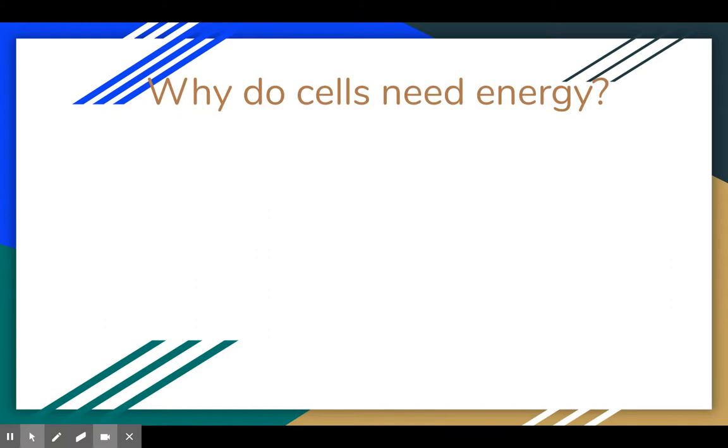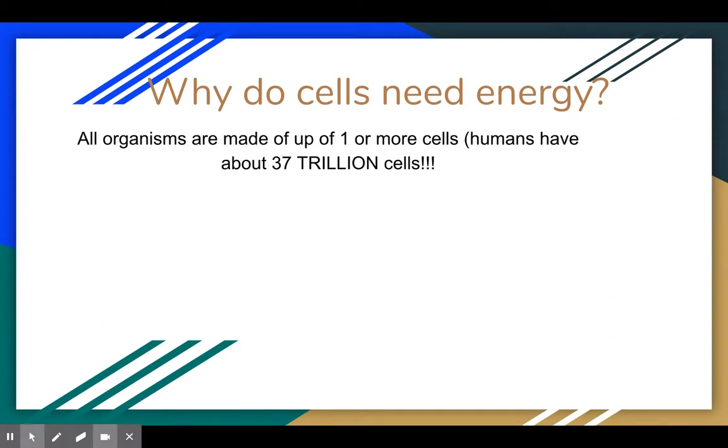So why do cells need energy in the first place? Well, cells need energy first because they are essentially what is alive inside of us. So all organisms are made up of 1 or more cells. Humans have about 37 trillion cells, but there's some organisms that are single-celled or unicellular, meaning they are only 1 single cell. But humans are more complex. We have 37 trillion cells in our bodies.